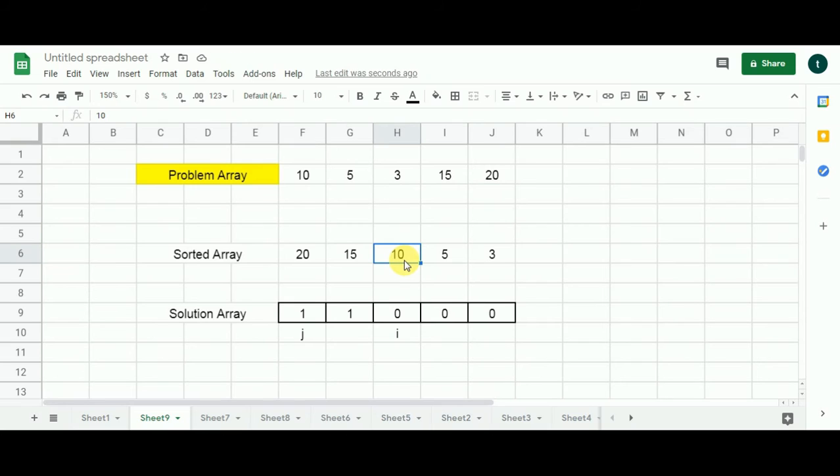So is 20 divisible by 10? Yes, it is. So in this case, what is going to happen? We are going to compare the two values. So the one value will be represented by j and the other value will be represented by I. So between 1 and 0, which is maximum, 1 of course. So 1 will be populated here.